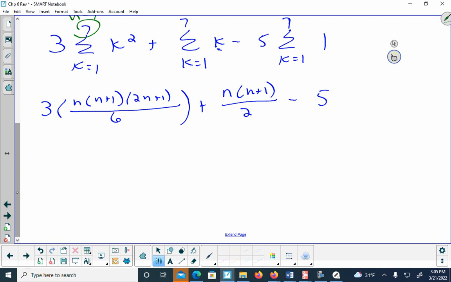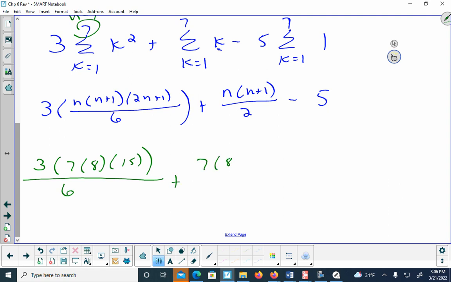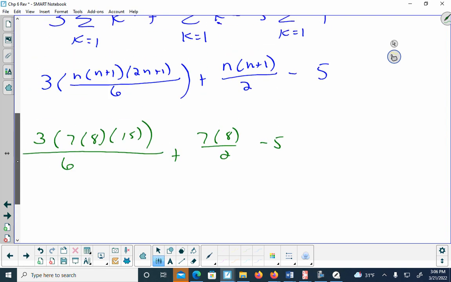How do you do that all at once? I think I will. 3, and 7. 7 plus 1 is 8. 14, 15 over 6, plus 7 times 8 over 2, minus 5. So I'm kind of simplifying before I multiply. 3 goes into 3 once. This is 4. And when I multiply 7 times 4 times 15, it's 420. And these will simplify. So I'm going to have plus 8 times 5 and 35.